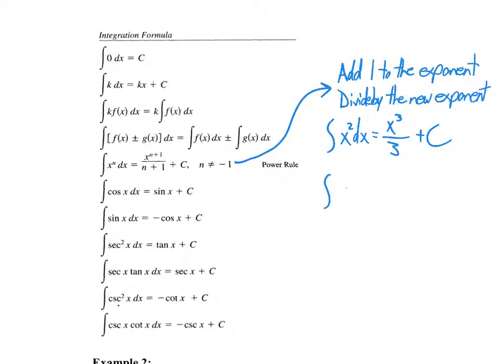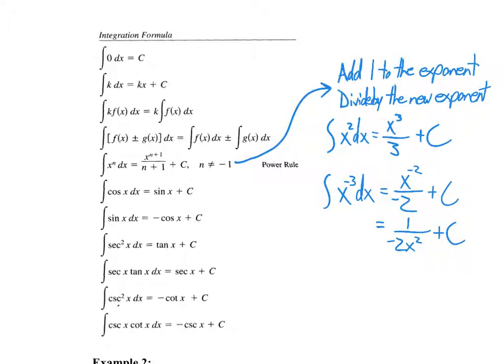How about the integral of x to the negative third power dx? Negative x to the negative 2 over 2, plus c. And just like with derivatives, it'd be good for you to go ahead and simplify. So it'd be negative 1 over 2x squared plus c.